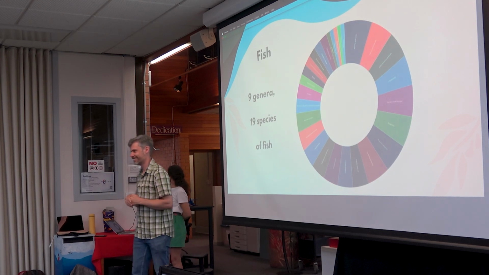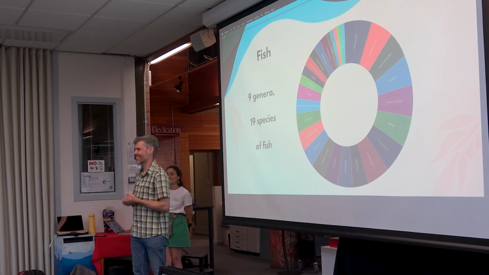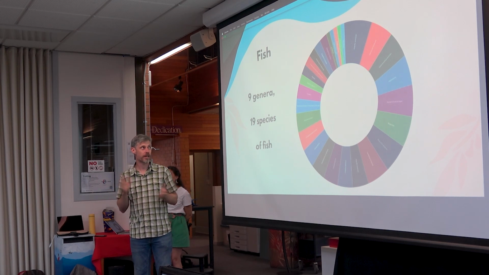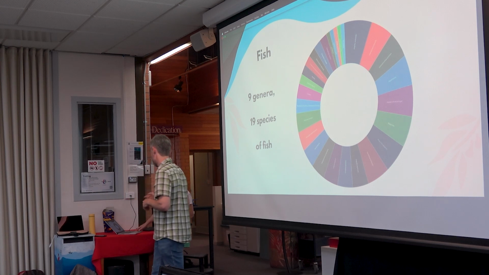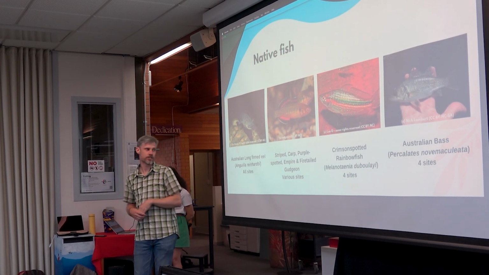Now we'll get into the cooler animals with a backbone. So into the fish. So we still had some good diversity of fish. We had 9 genera, 19 species of fish that we actually found in the creek. And there were lots of native fish, which is really positive.